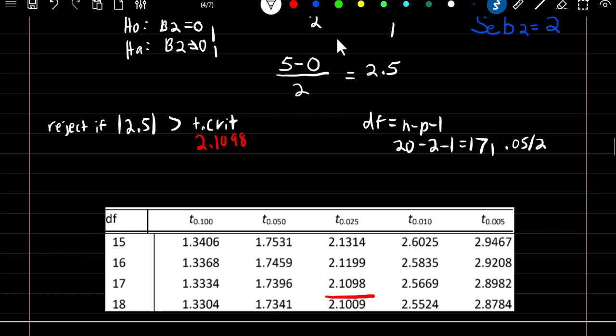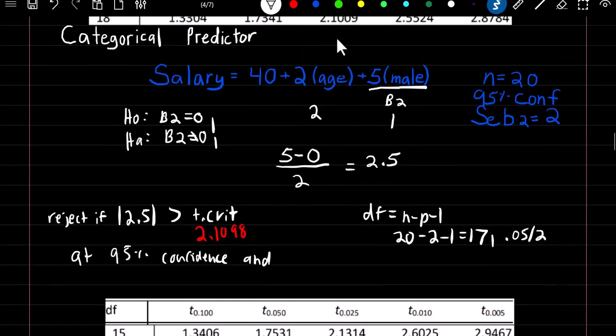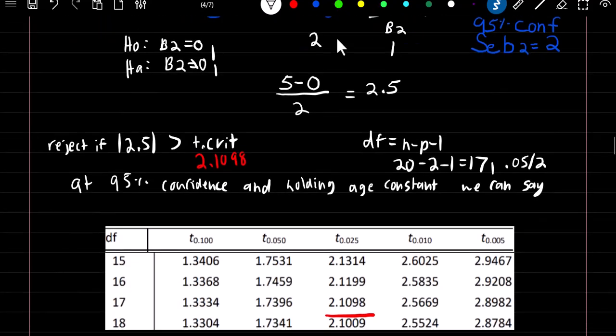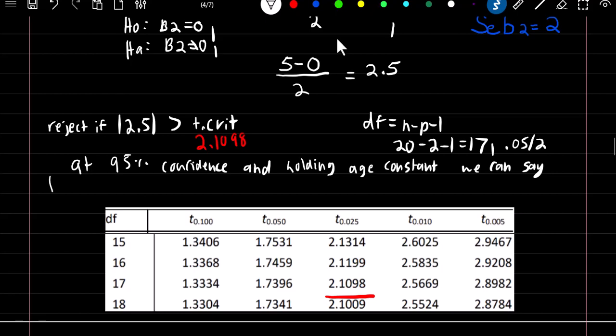So what this is saying is, at a 95% confidence, and holding our age parameter constant, we can say that the salary for men is different from women.